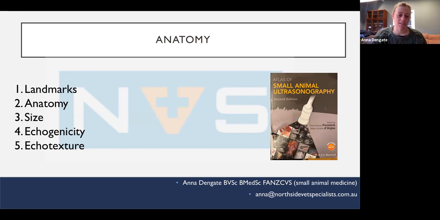So what about the echogenicity of the liver? What can you do to tell whether a liver is hyperechoic or hypoechoic? Compare it to the spleen. It should be hypoechoic to the spleen.